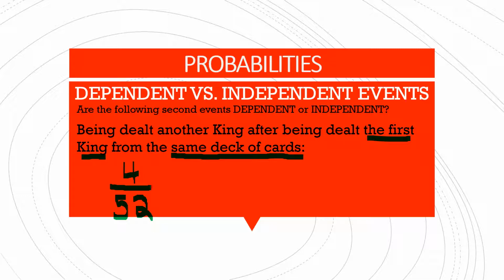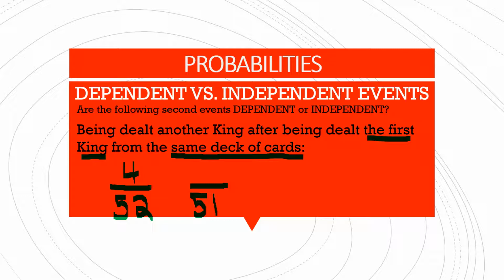Well, now you go to get dealt another card. Is that going to be dependent or independent? Well, the second time around, when you're getting dealt a card out of that deck, there aren't 52 cards anymore as total possibilities. There are only 51 cards, because remember, you're holding one of the cards in your hand, that first king. So there's only 51 cards now available to choose from.